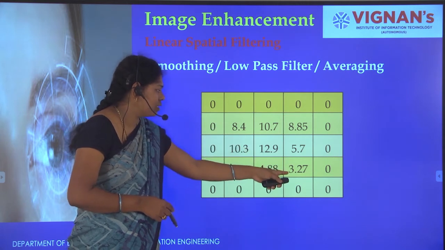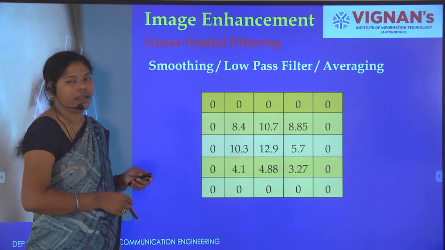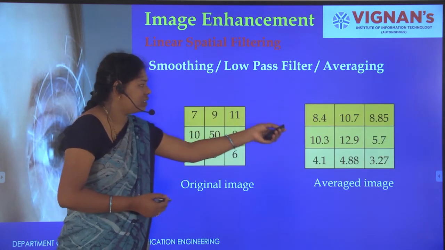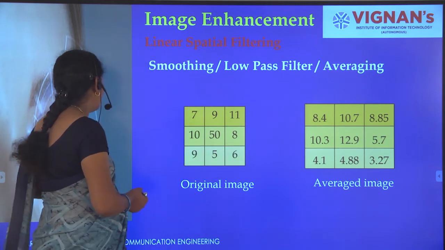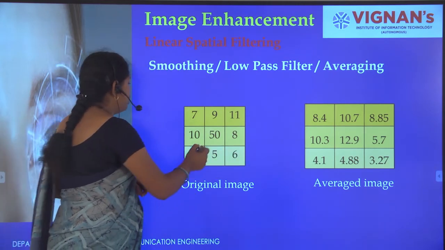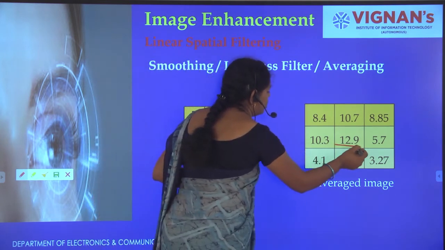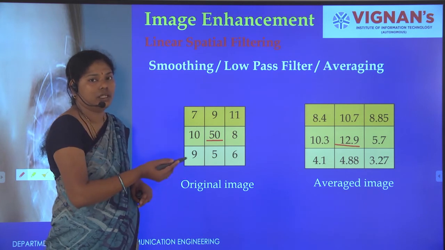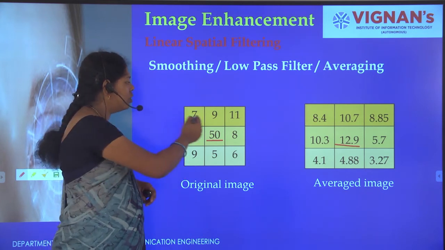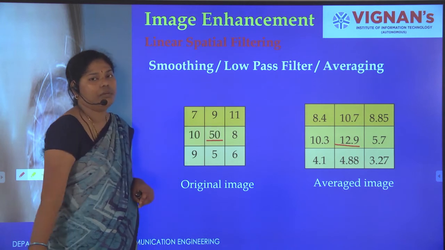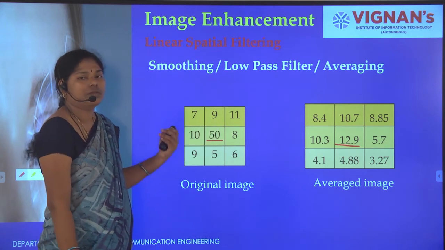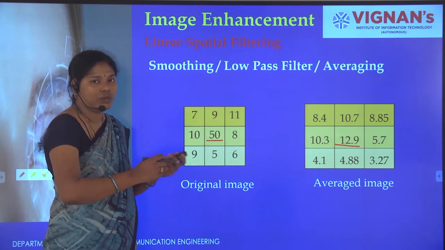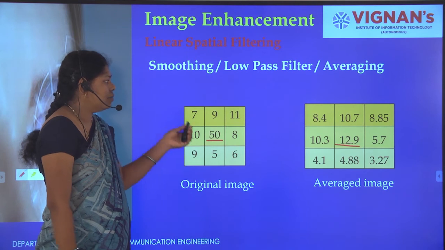It is ranging from 3 to 12.9. Okay, now the 50. Just see, this is the original image and it is the averaged image. Now, if you are observing that 50 is modified with the low value 12.9. The 50 will be blurred. That is, it is removed and only low pixel values will be available. That is, low pass filter is nothing but it allows low pixel values and the sharp edges will be removed. That is, it blurs the image.